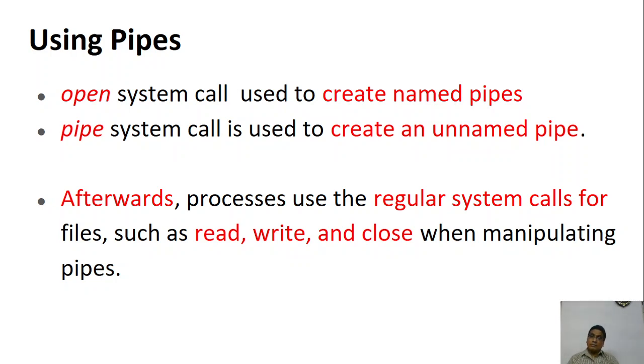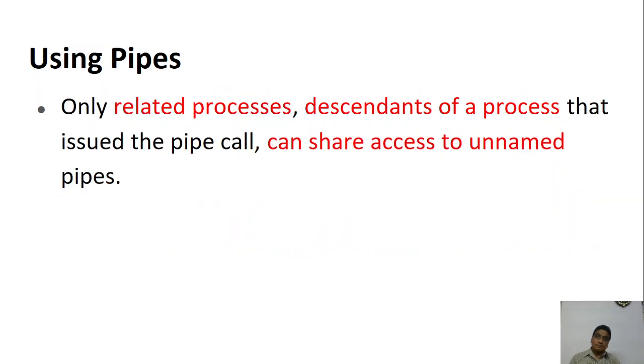In order to create pipes, there are two system calls. One is open, the other one is pipe. The open system call is used to create a named pipe, whereas the pipe system call can be used to create an unnamed pipe. Once the file is created using either open or pipe, using it is very easy, because you will be using it just as an ordinary file. So you can use all the read, write and close system calls in order to interact with the pipes.